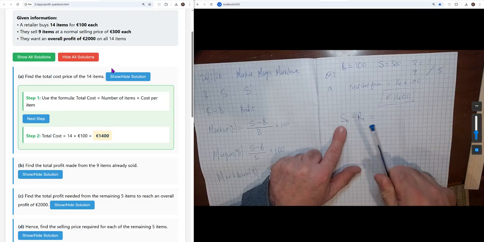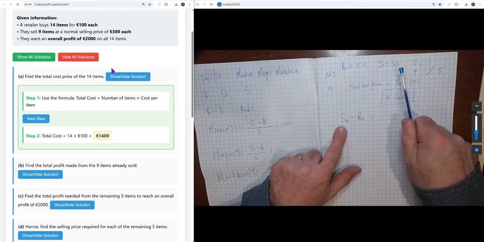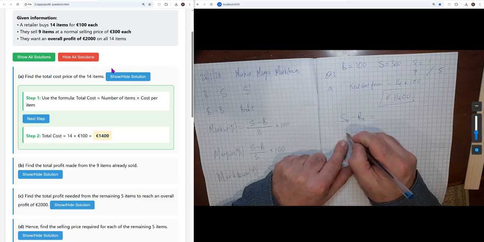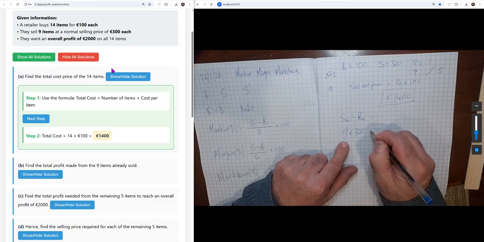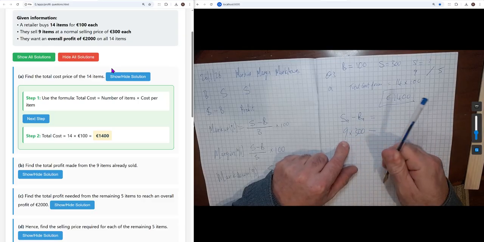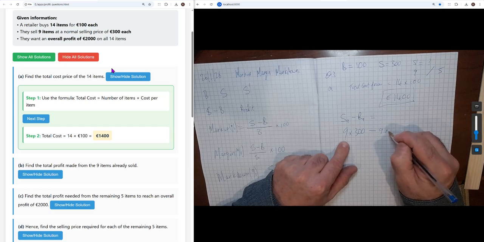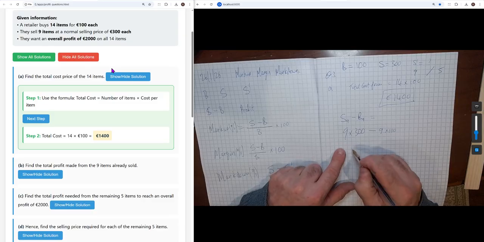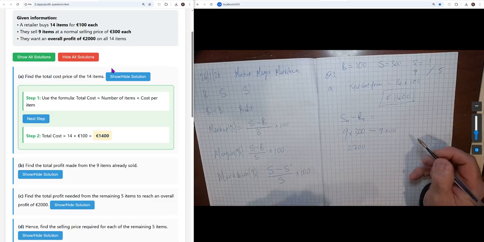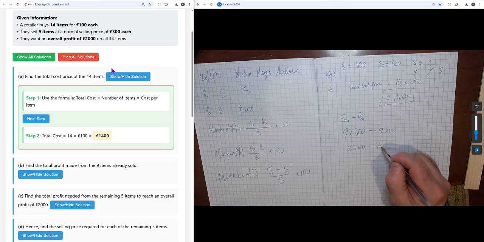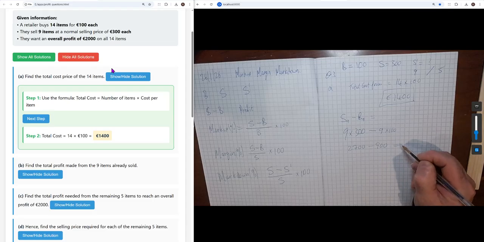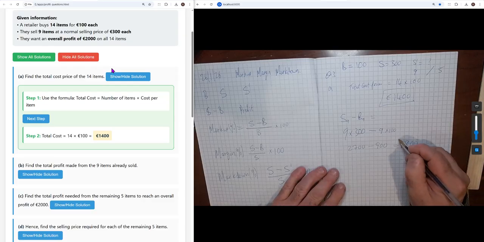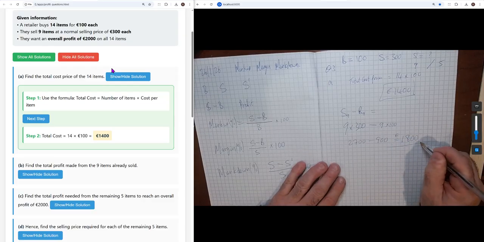Okay, so we've 9 items being sold at 300 minus what we bought them for, which is 9 times 100. Okay, that in your calculator will come out at 2700 minus 900, which in your calculator will come out at 1800 profit money. Okay, that's your answer to that.